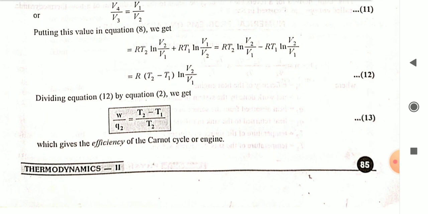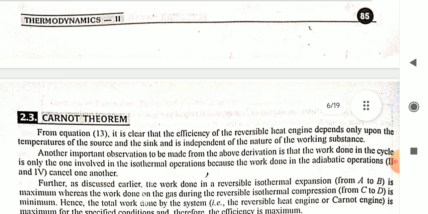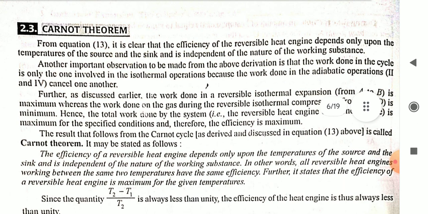Dividing this equation, we get W by Q2 is equal to T2 minus T1 upon T2, which gives the efficiency of the Carnot cycle or engine. Carnot theorem. From equation 13, it is clear that the efficiency of the reversible heat engine depends only upon the temperature of the source and the sink and is independent of the nature of the working substance.